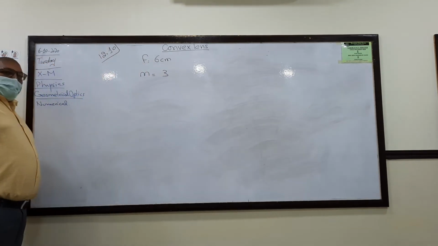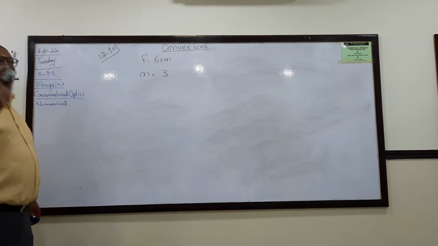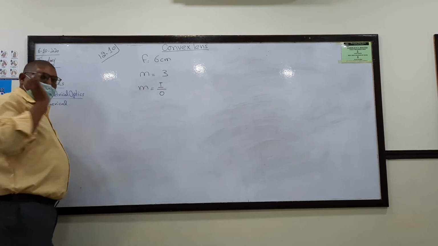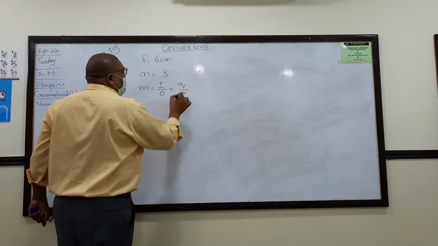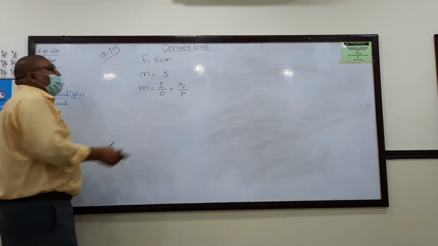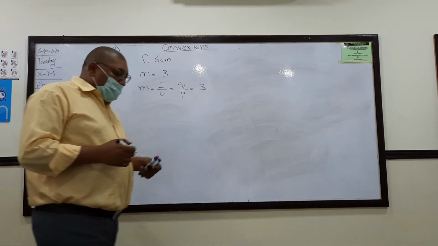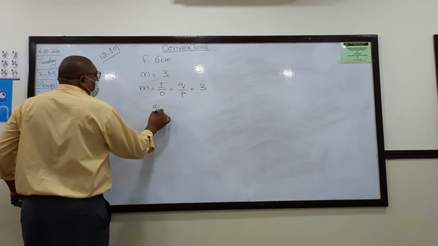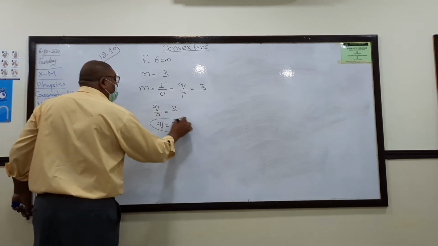Once the magnification is given to you, we have two formulae for the magnification. One formula is that the magnification is I by O, and the other formula is the magnification is Q by P. These are two formulas for the linear magnification, and he says that the linear magnification is 3 times. So Q by P is equal to 3, so Q is equal to 3P.